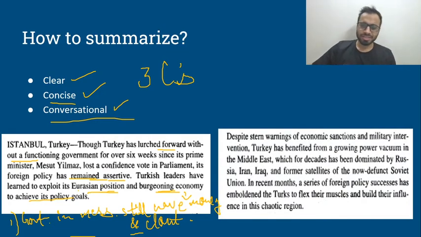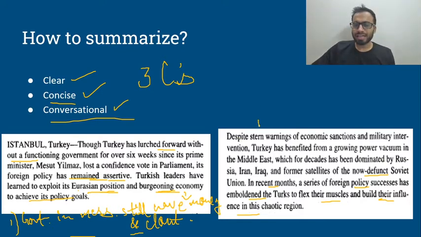The continuation, this paragraph. Despite stern warnings of economic sanctions and military intervention, Turkey has benefited from a growing power vacuum in the Middle East. What are they saying? Turkey has benefited from a growing power vacuum in the Middle East, which for decades has been dominated by Russia, Iraq, Iran, and former satellites of the now defunct Soviet Union. In recent months, a series of foreign policy successes has emboldened the Turks to flex their muscles and build their influence in this chaotic region.